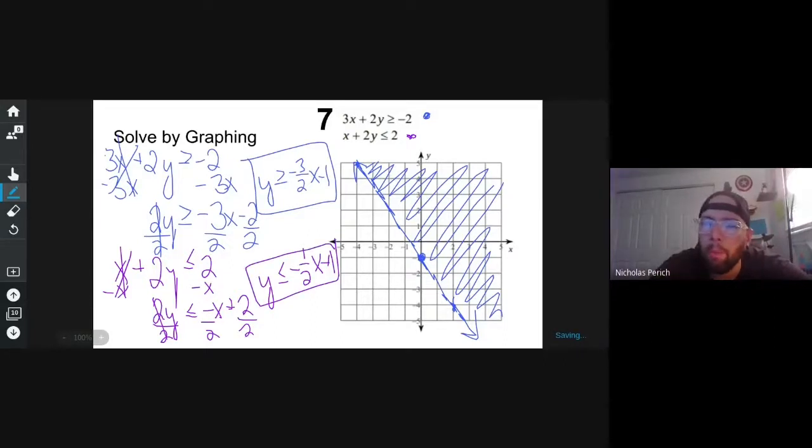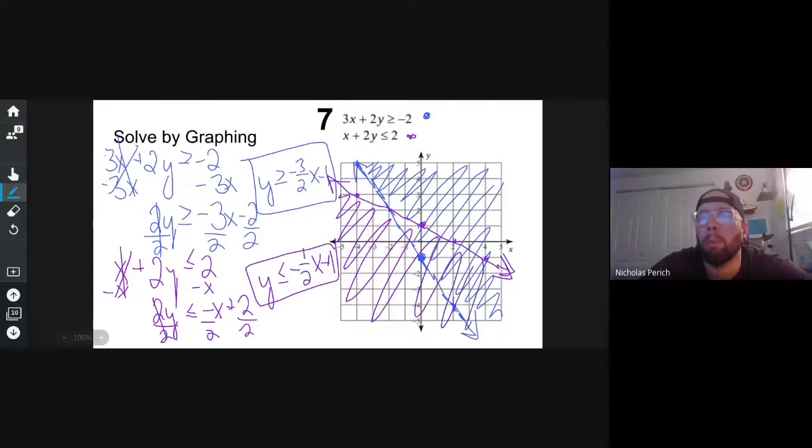So start at 1. My slope is negative 1 over 2, so up 1, left 2. Go back to my original dot. Down 1, right 2. I drew as many dots as I could. Draw yourself a nice little line. And I'm going to shade below because this is less than. So the part that's shaded is down here.